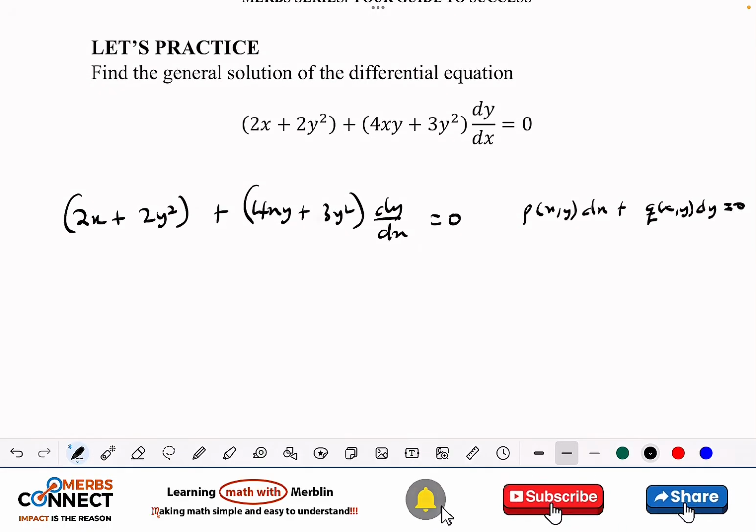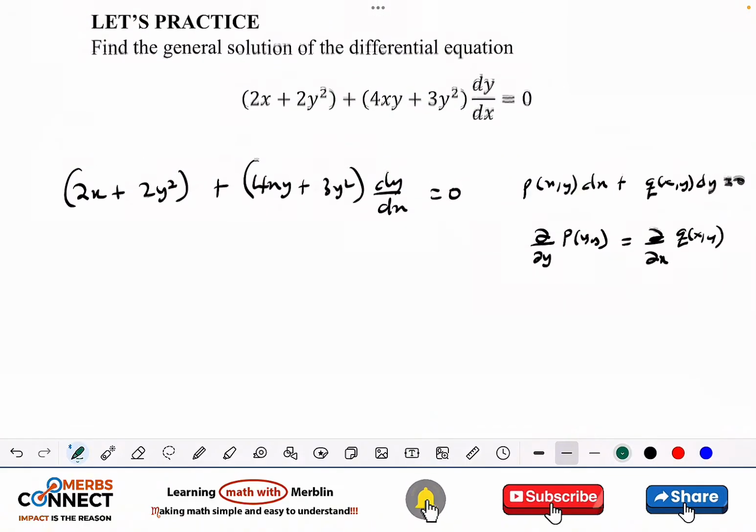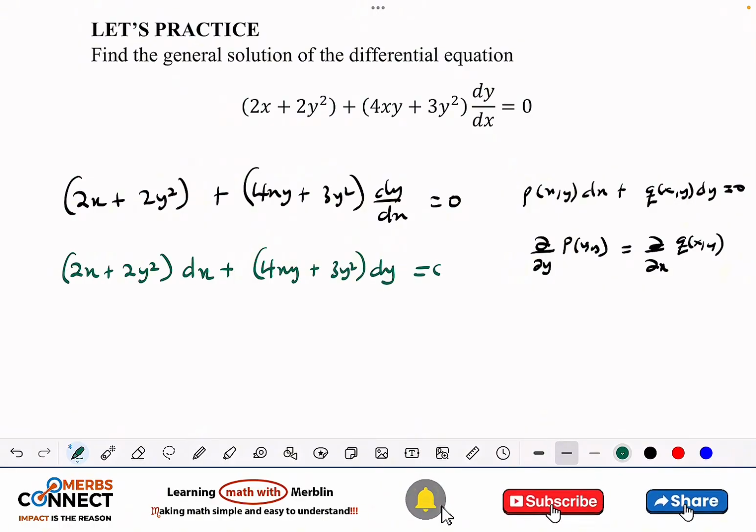And then we need the partial of P with respect to y to be the same as the partial of Q with respect to x. So these are two things that you need to know under exact differential equations when you start solving. So let's go through. I multiply through by dx, so I'm going to have (2x plus 2y squared) dx, and then (4xy plus 3y squared) dy, which is equal to 0.